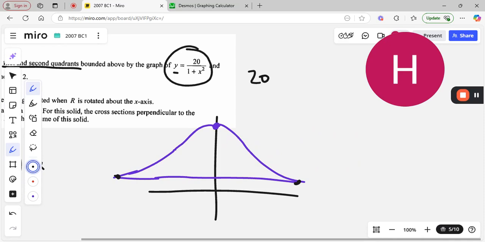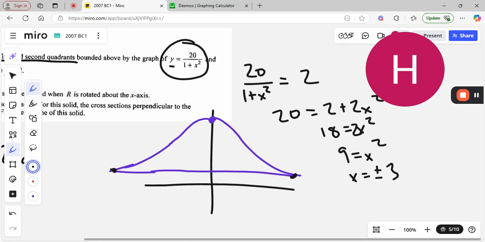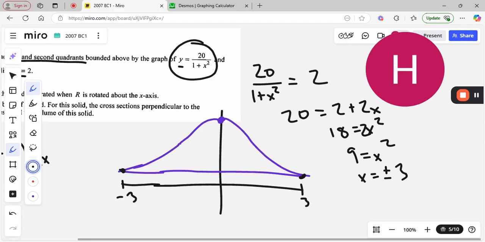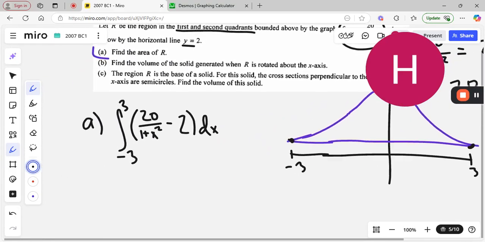We can find where they cross. Again, you could use Desmos. Do not rely on the crutch, though. We're going to have 20 equals 2 plus 2x squared. Therefore, 18 equals 2x squared. And therefore, 9 equals x squared. So this is plus or minus 3. So I didn't need to plug that into a calculator. You shouldn't need to plug that into a calculator. So there you go. You get some points for setting up that integral.